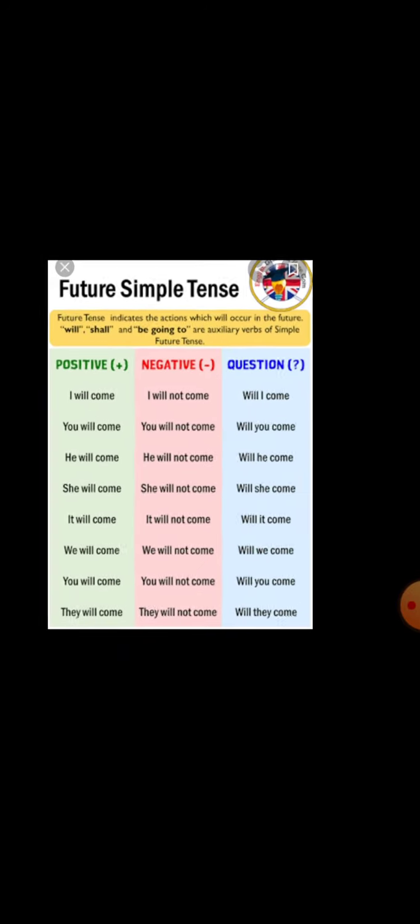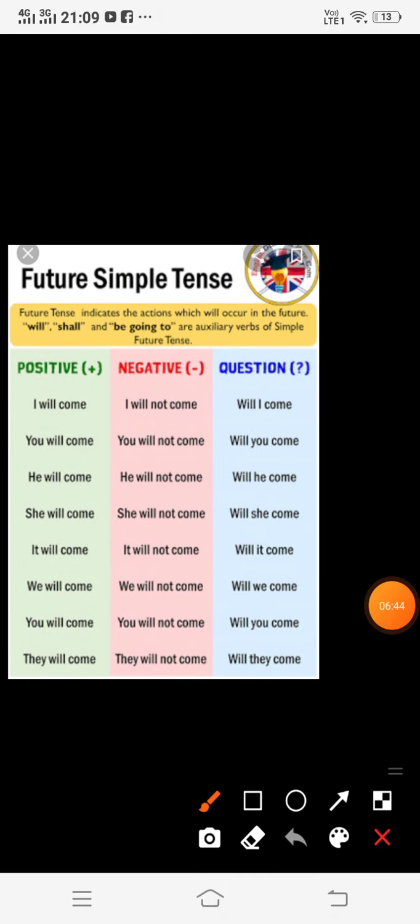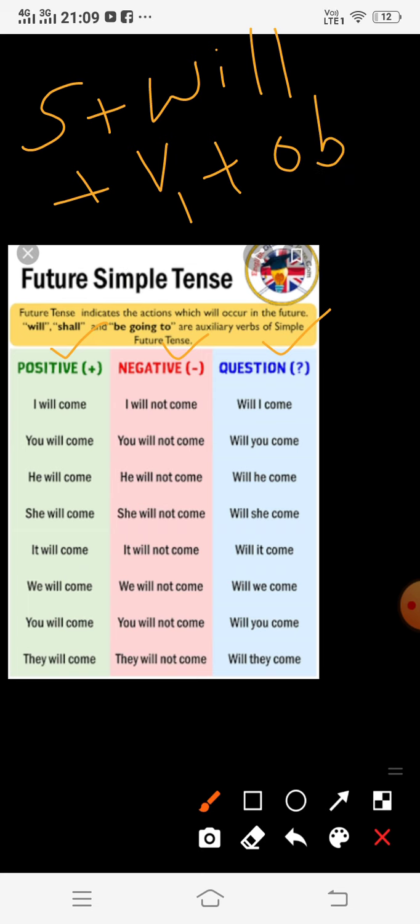Let's continue with simple future. As you can see over here, rules are written again: positive, negative and interrogative. For the positive rule, subject plus will plus first form plus object. This is the positive rule. As you can see, examples are over here.